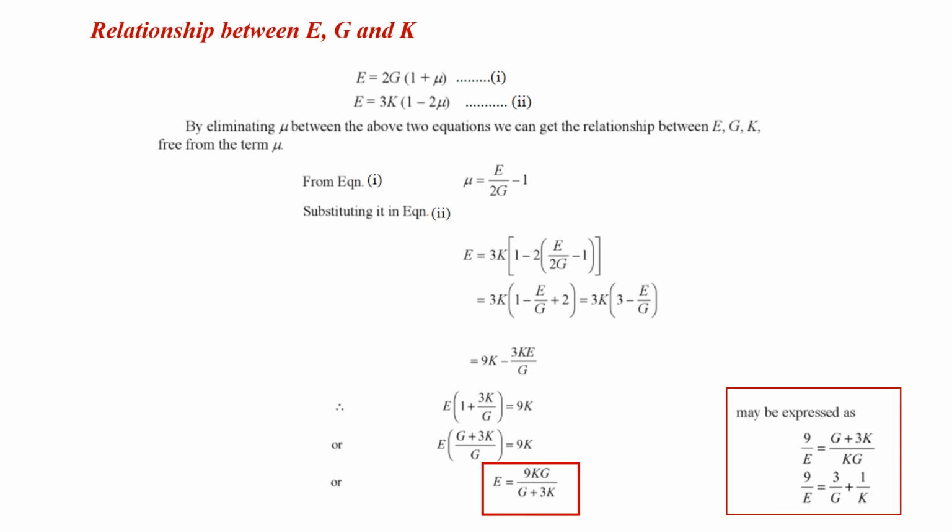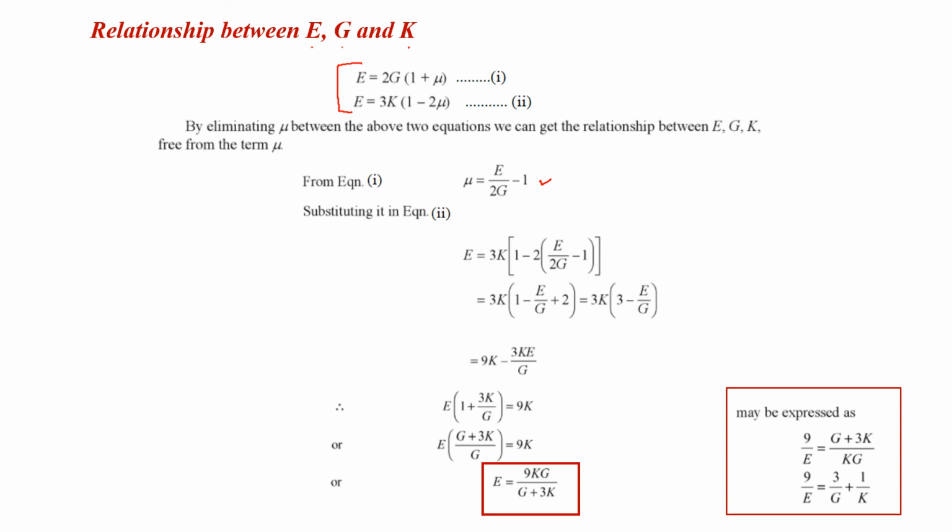Now we can derive the relation between the three elastic constants: modulus of elasticity, modulus of rigidity, and bulk modulus. We have two relations so far. Modulus of elasticity is given by E is equal to 2G into 1 plus mu, G is the modulus of rigidity. And E is equal to 3K into 1 minus 2 mu, K is the bulk modulus and mu is the Poisson's ratio. From the first relation we can write mu as E divided by 2G minus 1, and we can substitute the expression for mu in the second expression for E.